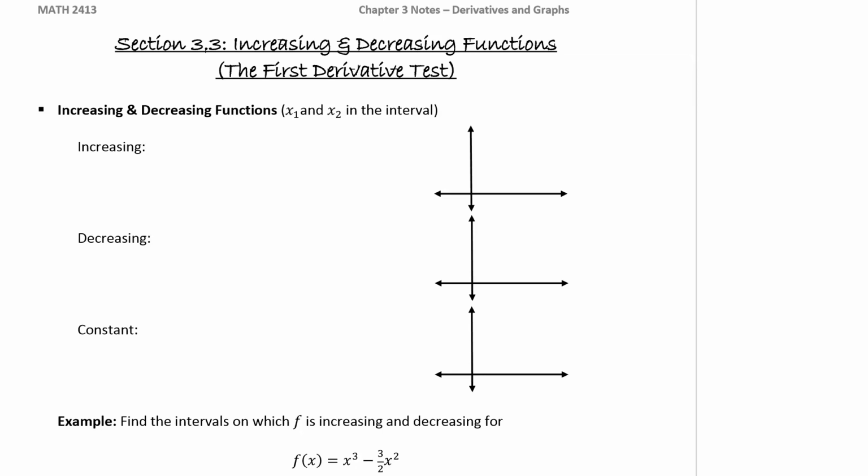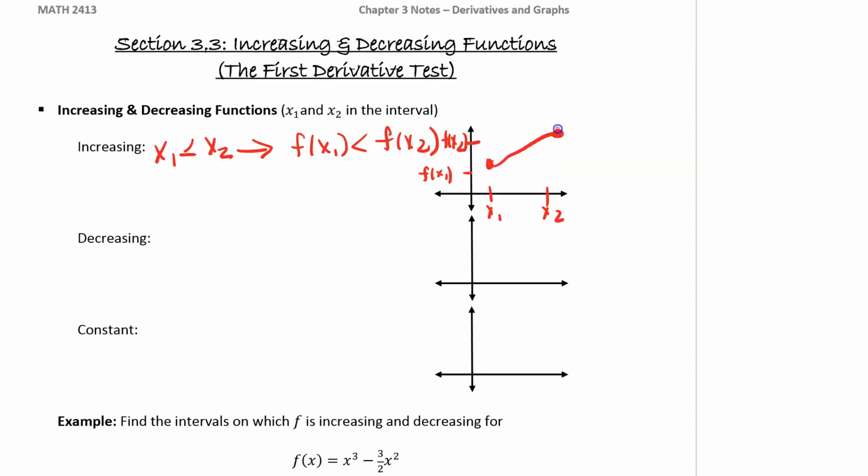And it's where x1 and x2 are in the given interval. Where's a function increasing? This will be where x1 is less than x2. And then if it's increasing, that means f of x1 is going to be less than f of x2. Basically, as you are moving left to right on your x-axis, your y values are getting larger. And so this would be an example of that on a graph.